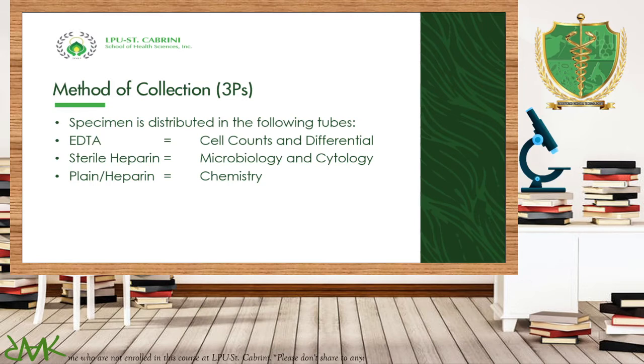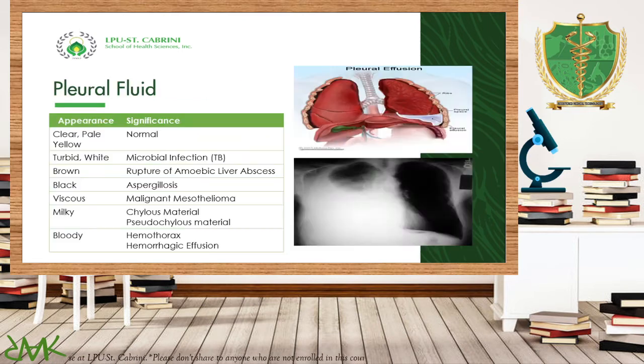So, EDTA is for cell counts and differential counts. Sterile heparin is used for microbiology and cytology. For chemistry, you can use a plain or heparin tube. Again, take note guys, that you have to collect your peritoneal, pericardial, and pleural fluid into three different collection tubes.